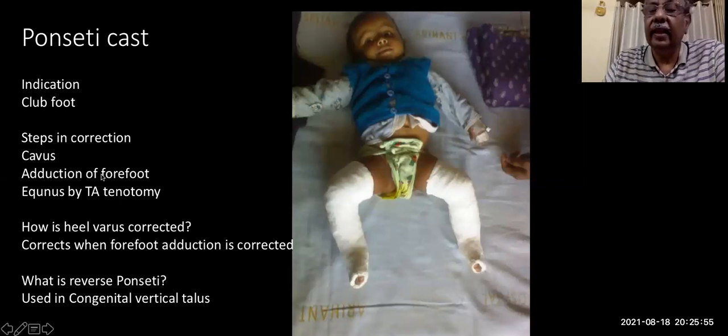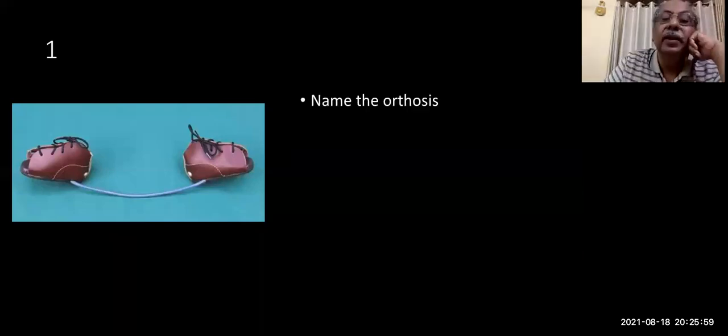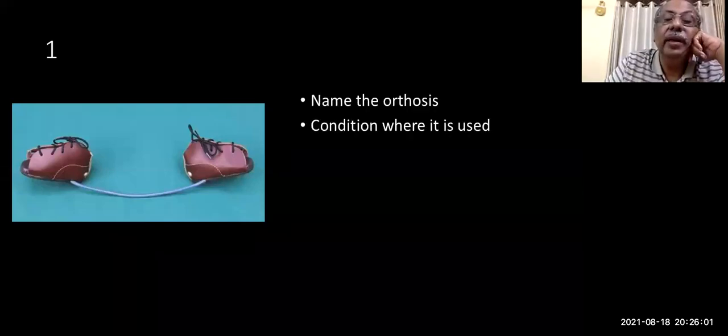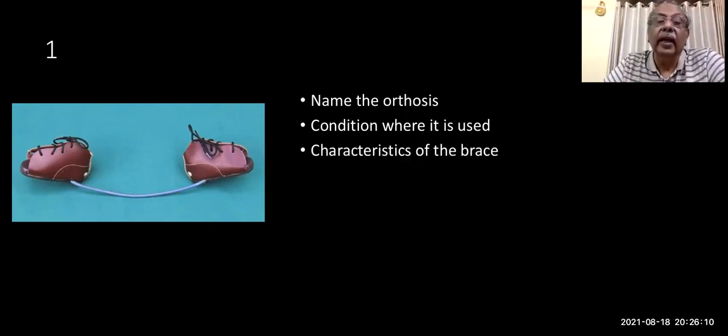Then the Kite technique and the difference between the Kite and Ponseti technique can also be asked. So this is a Steenbeek brace. It is used after tenotomy in the brace treatment of clubfoot. The characteristics of the brace: it doesn't have any heel, it has a low toe box, it has a straight medial border. It is made of surgical shoes, with a hole here for the mother to see the heel. These are 4 or 5 characteristics.